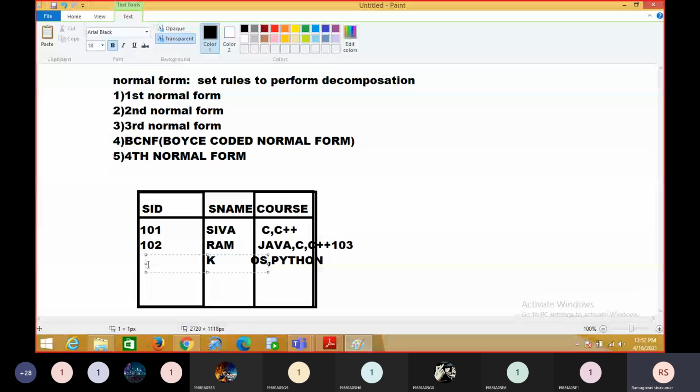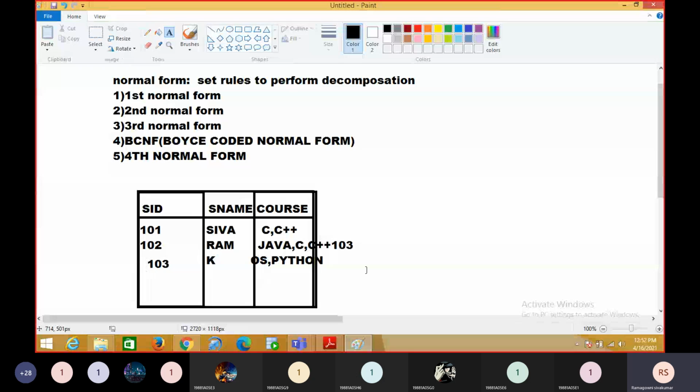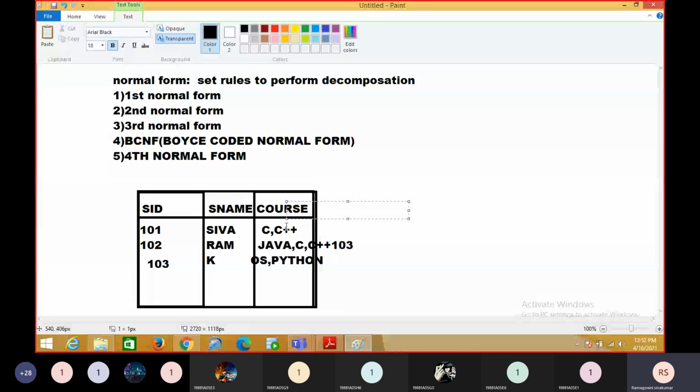So this is the table we have. In this table, what is the drawback? First, we need to convert it into first normal form. Now it is not in first normal form because it contains multiple values within one column. First normal form avoids multiple values in a single column. It contains only a single value for each cell. So not multiple values in a single column.